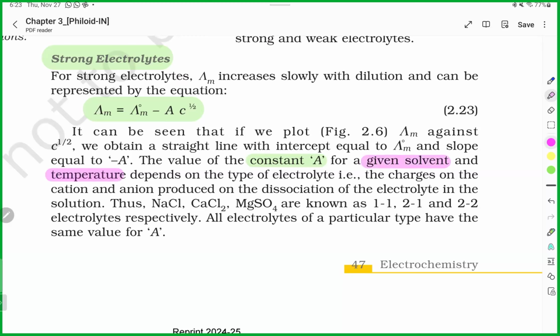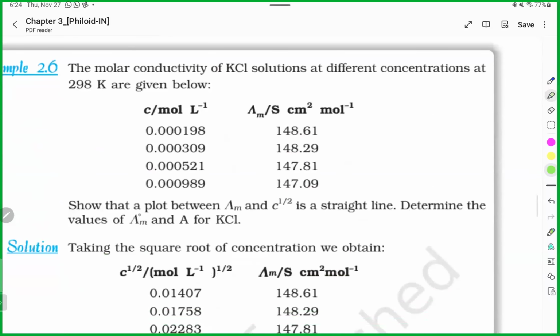How? For example, in these molecules you have to calculate the charge on each ion. In the case of NaCl, Na has one positive charge and Cl one negative, so the charge type is 1 1. In calcium chloride, calcium is 2 positive and chlorine 1 negative, so 2 1. Magnesium 2 positive and sulfate 2 negative, so 2 2. These electrolytes are named based on their charge. So when I said B, it is the same A value in this situation, ditto same.